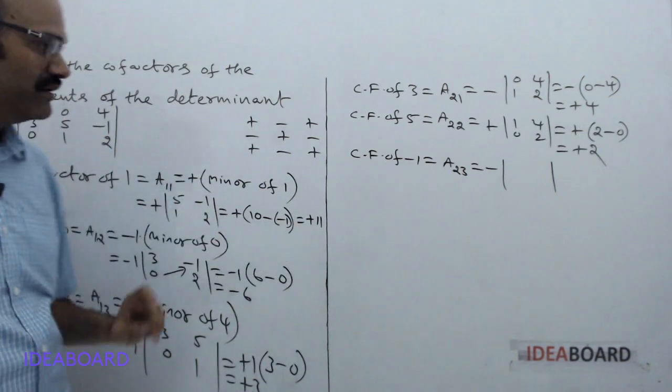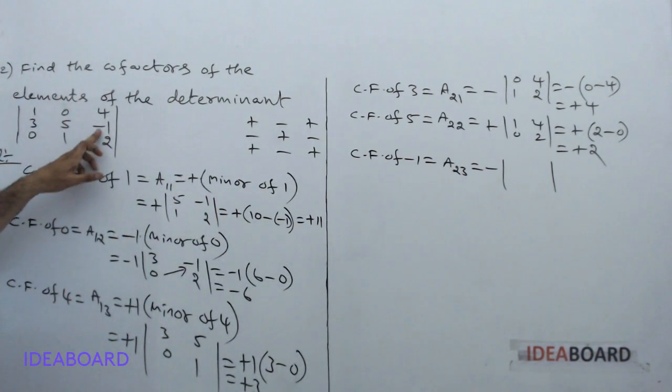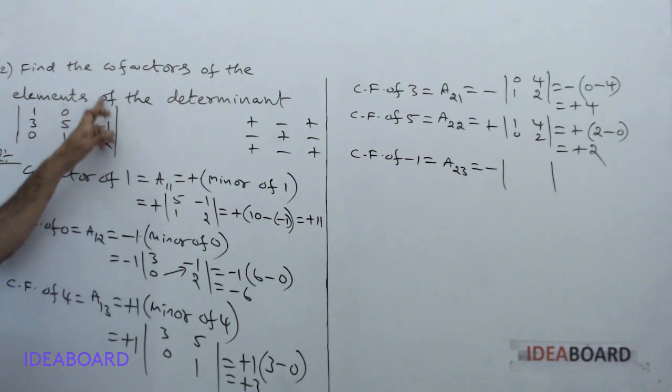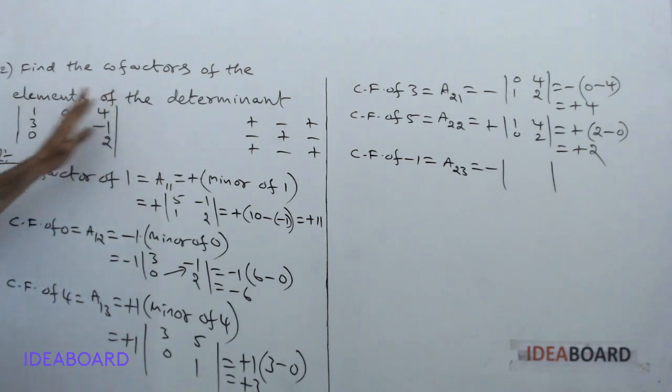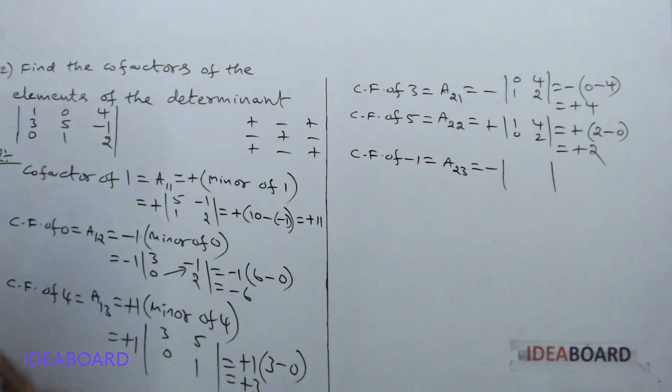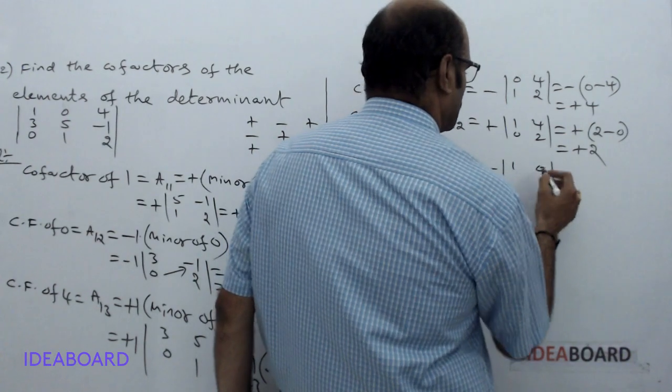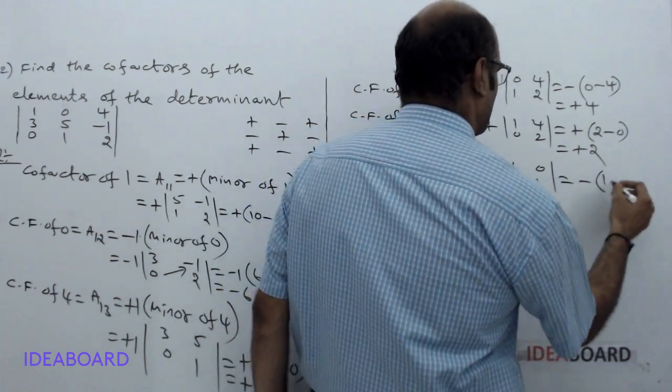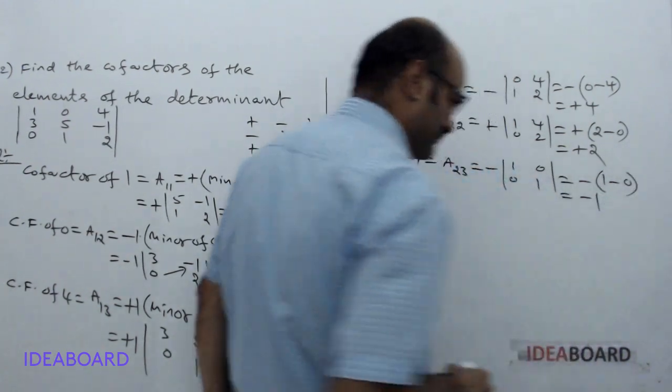Minor of minus 1, we should write into minor of minus 1. Minus 1 lies in second row and third column. So the remaining elements are 1, 0, 0, 1. So determinant of 1, 0, 0, 1 equal to minus of 1 minus 0. So minus 1.